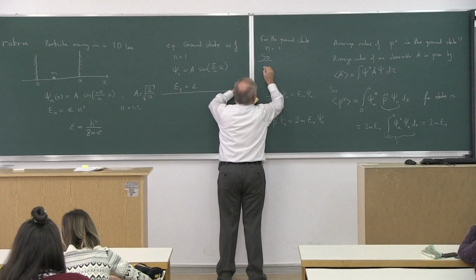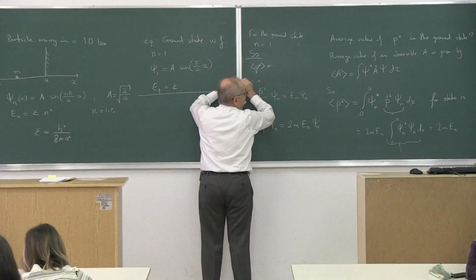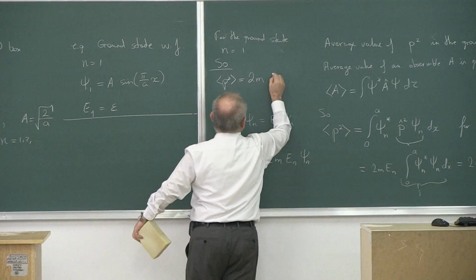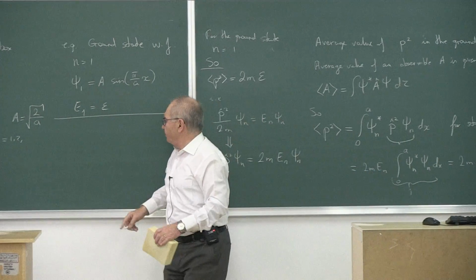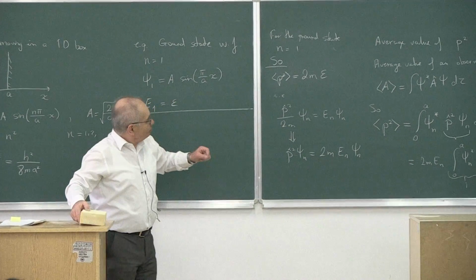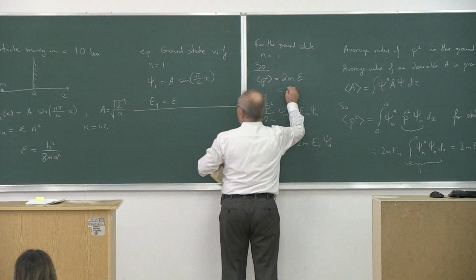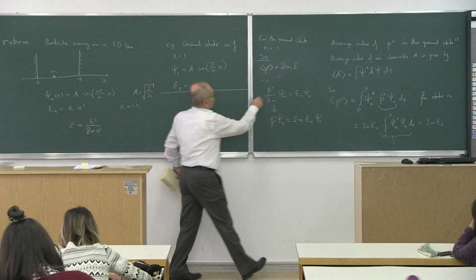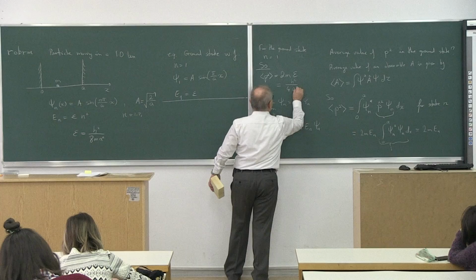So, the average value of the square of the linear momentum is simply 2 times m times E1, because E1 is equal to h square over 8 m a square. We can simplify it. There is an m here, so this is h square over 4 times a square.